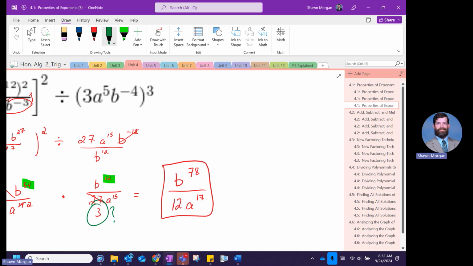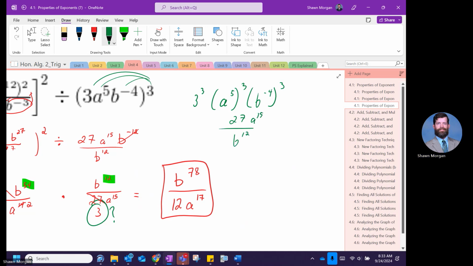All right, and it starts up here. We've got this cube being applied to all 3 of those. So it's 3 cubed, a to the 5th cubed, and b to the negative 4th cubed, which we know is 27 a to the 15th over b to the 12th. Oh wait, I think that's where. I think I did 3 squared instead of. Oh, snap. Tristan, you good so far with the green?